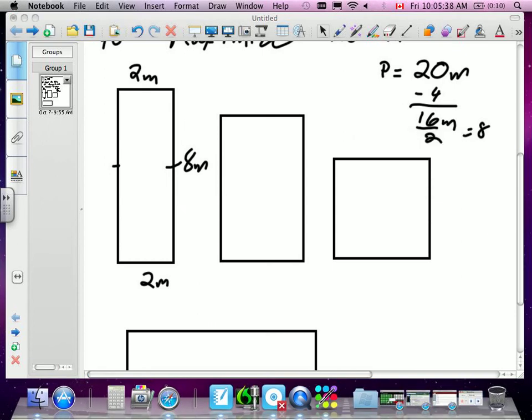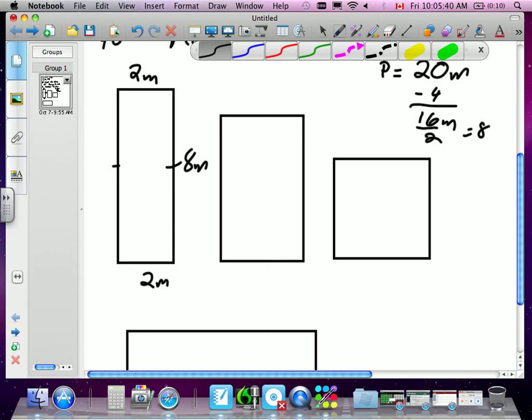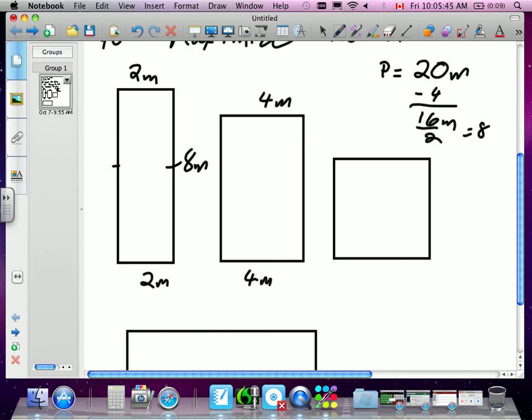Another option we could use is if, let's say, the widths are 4 meters by 4 meters. In that case, we've used 8 of the meters of the 20 meters of fencing, which gives us 12. I have to divide the 12 by 2. The other length will be 6 meters long.